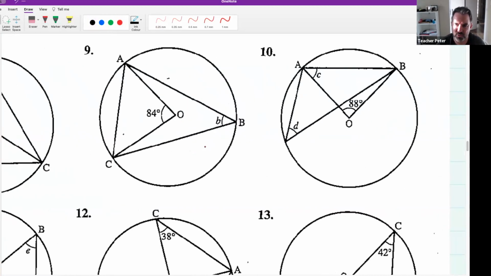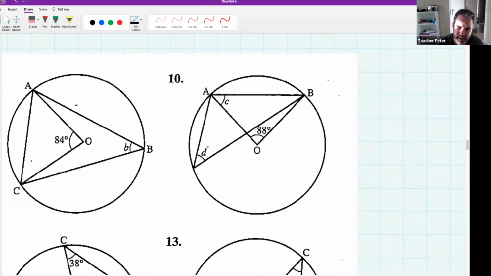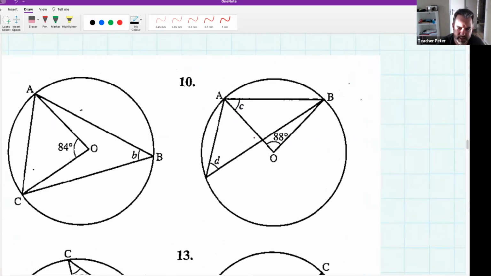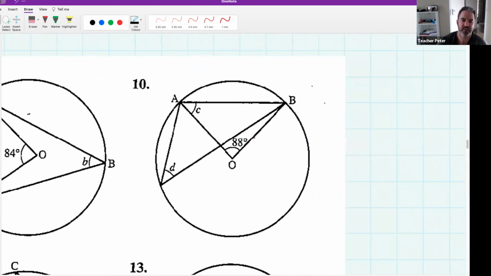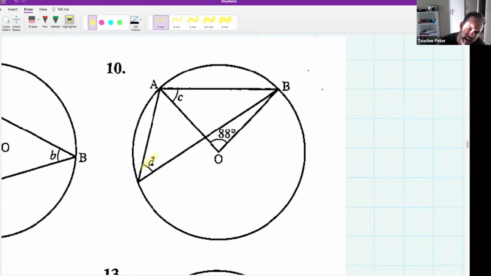That's a bit boring. Let's find you something that's a bit more exciting. Okay, I want you to find me in this drawing, I first want you to find me what D is. And then after we found D, we'll try and find C. But first, tell me what you think D is going to be using what you've learned so far.